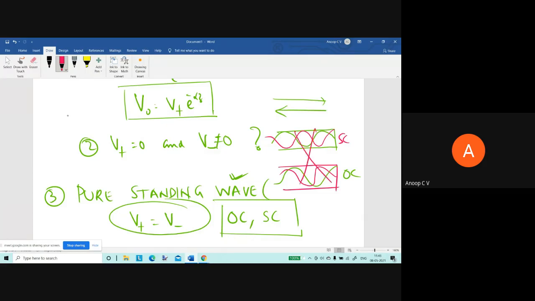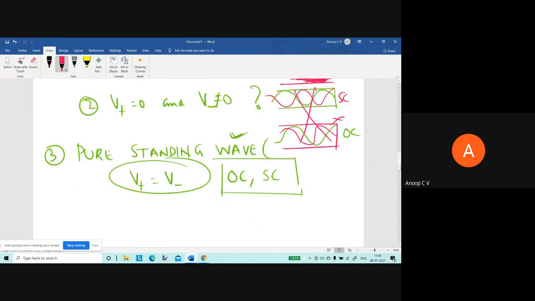Maybe I'll include this question in an assignment. So I just told you that, that's it. What is a pure standing wave then? When a transmission line is completely open circuit or short circuit, V plus and V minus are the same. Then we'll get the standing wave equation, V equal to, and I am asking you to prove this. I'll write the expression.